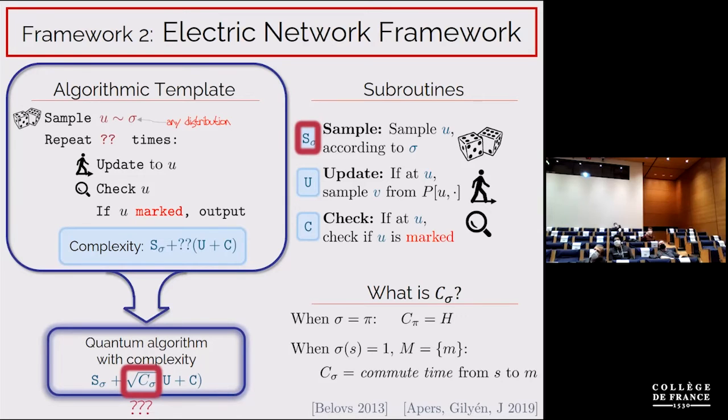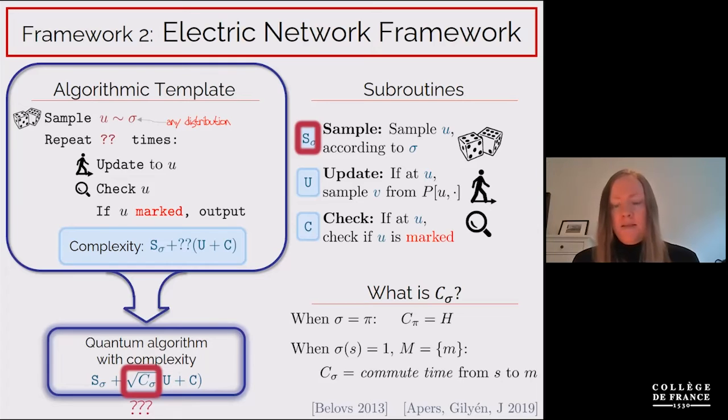And note that in this case, C sigma is an upper bound on the number of steps a classical algorithm would need, right? A classical algorithm starting from S needs to reach M, but it doesn't need to return to S again. So the quantum algorithm might get a square root speedup in the number of steps in that case, but it also might get less of a speedup. And in more general cases, we don't have such a nice interpretation of what this quantity C sigma means.